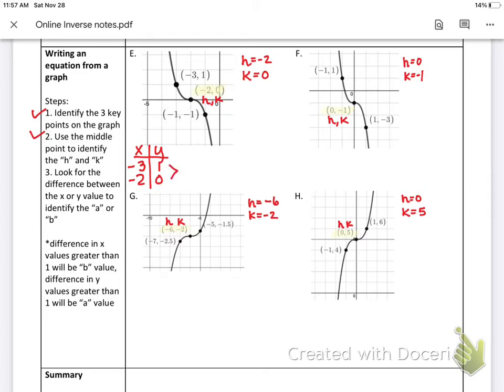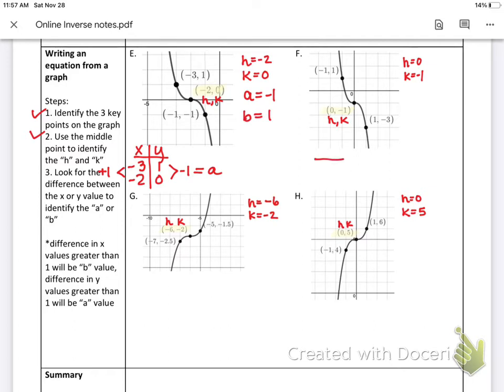between the x values. What I mean by that is, how do I get from 1 to 0? Well, how I get from 1 to 0 is I subtract 1, okay? How do I get from -3 to -2? I add 1, okay? And the y values are going to give you your a, and the x values are going to give you your b.